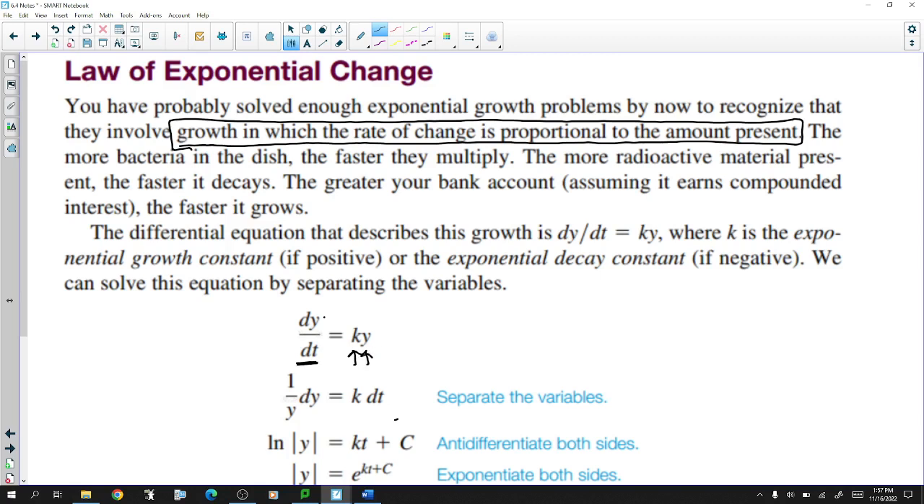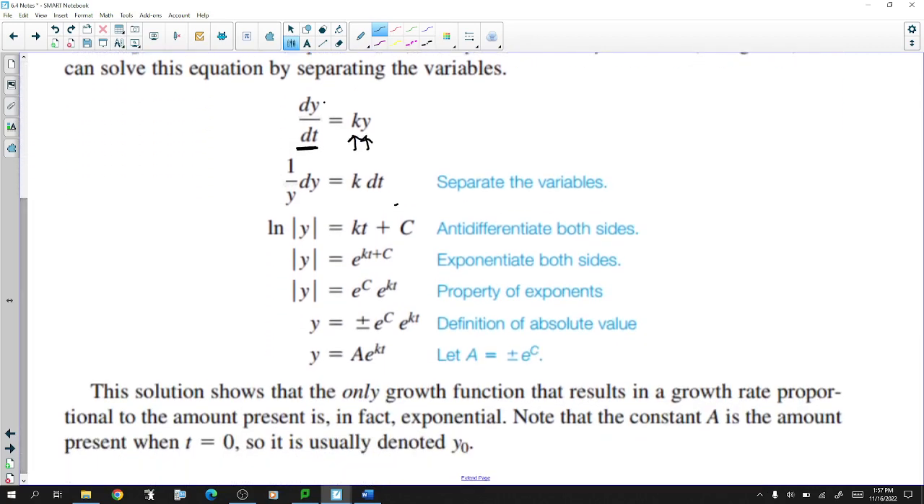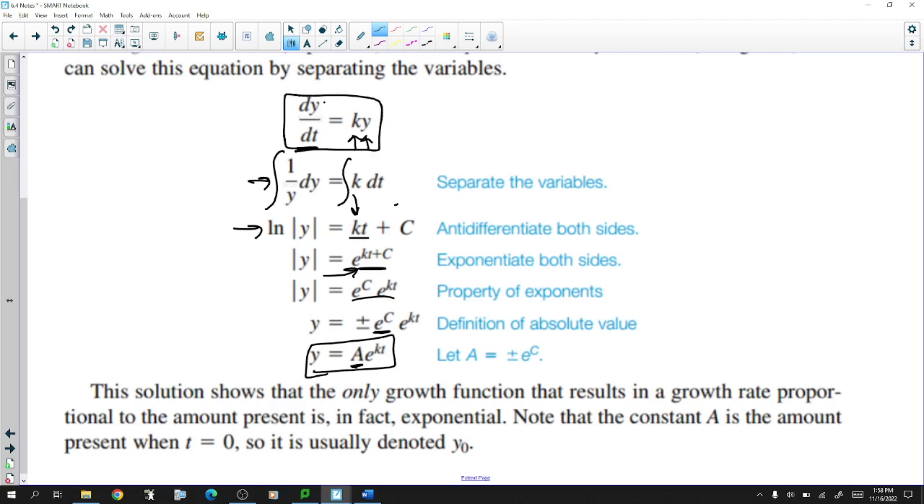For example, if you have more money in the bank, your bank account is going to grow faster than if you had less money in the bank. Here we separate the variables, divide by y, integrate both sides. So we have natural log of y, and the integral of k is kt. Change to exponential form. This is e to the kt times e to the c. And we just write e to the c as just c. So this is exponential growth, and it comes from the fact that the rate of growth is proportional to the amount present. Now we've seen that as the PERT formula.